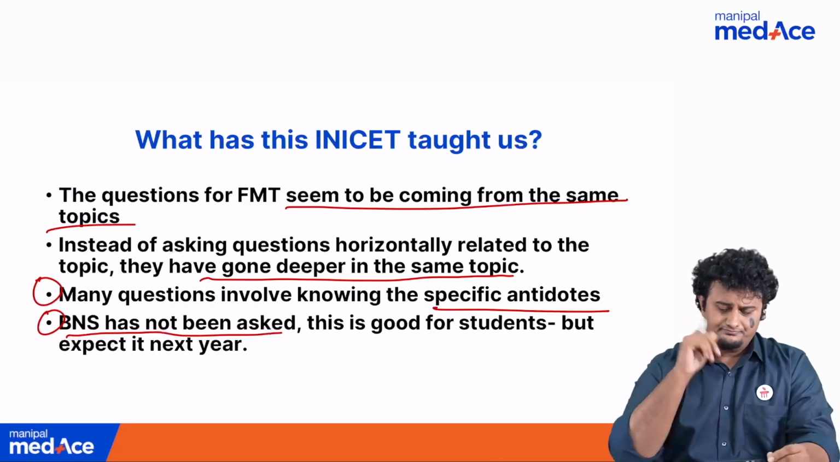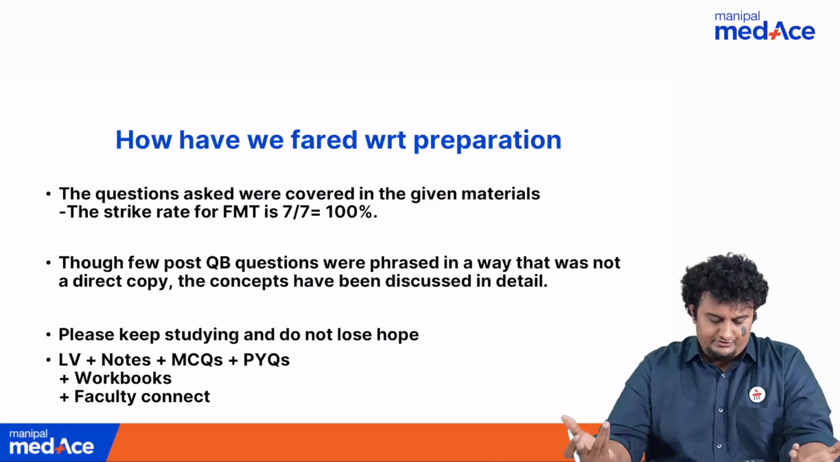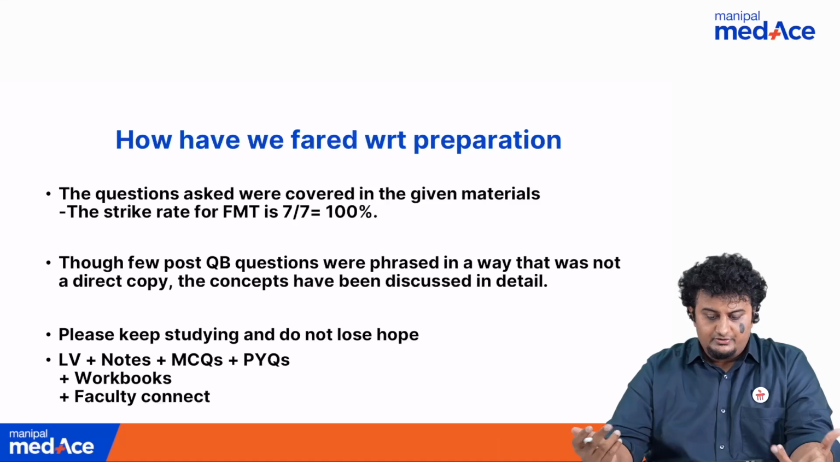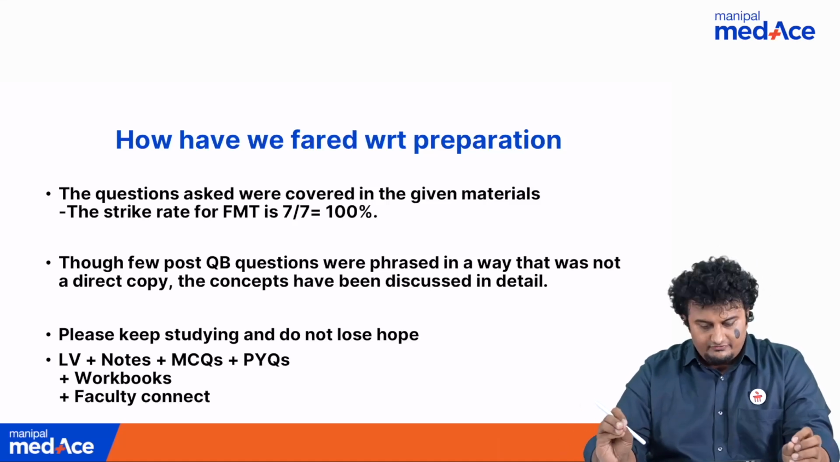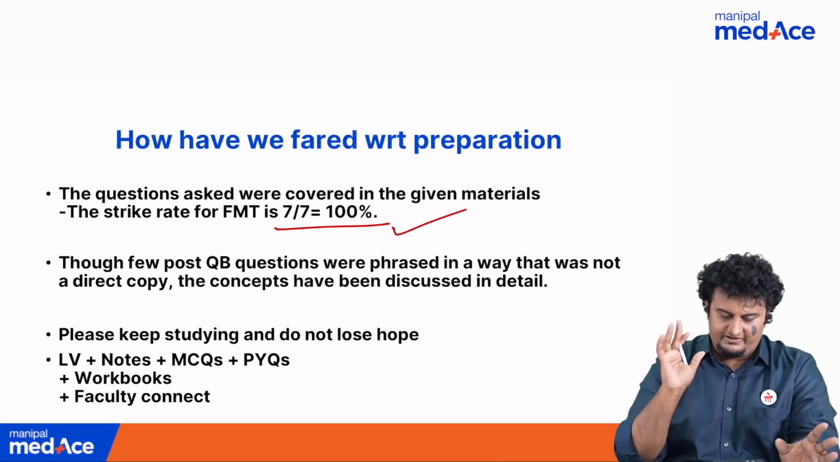There's no question. Now, how have we fared with respect to preparation from our side, right? The questions were covered in the given materials. So the strike rate for FMT is 7 on 7, which is 100%. We have done everything from our side and provided everything.